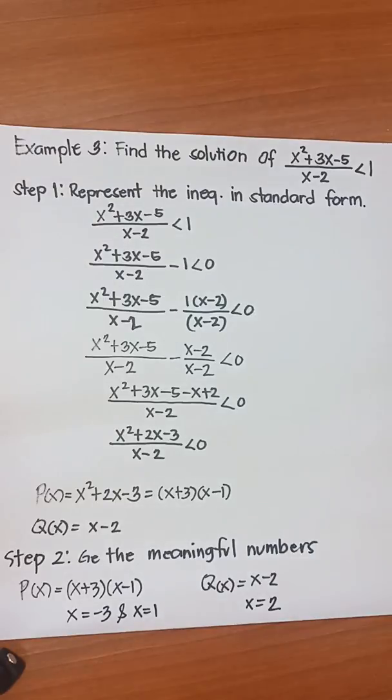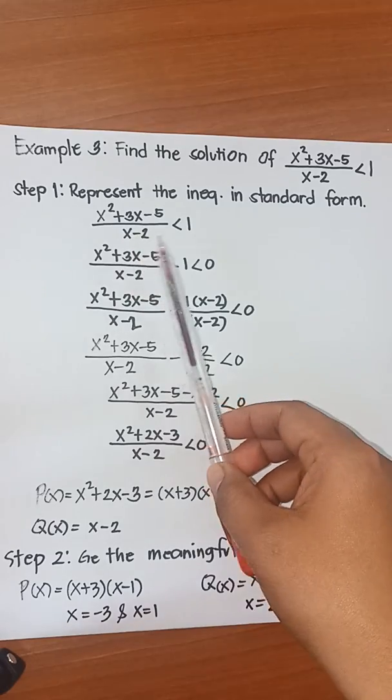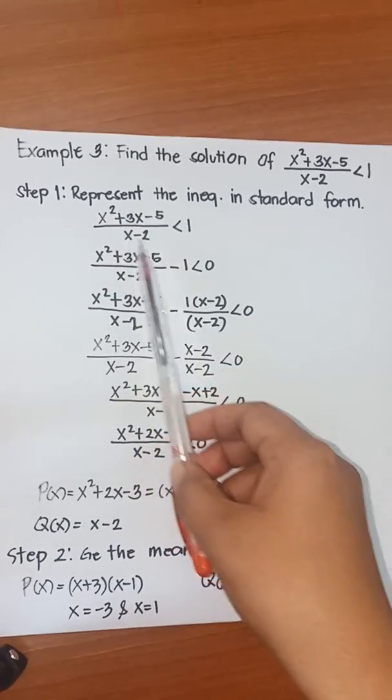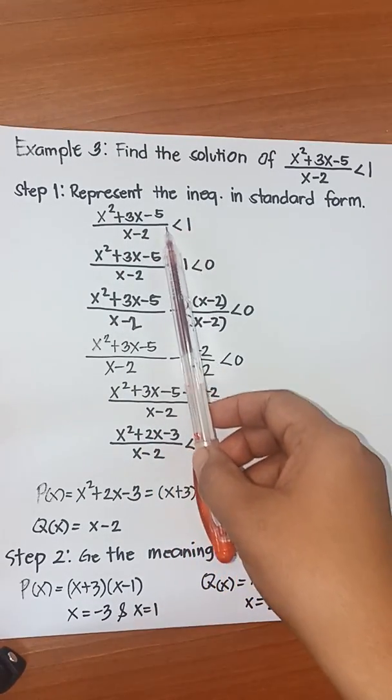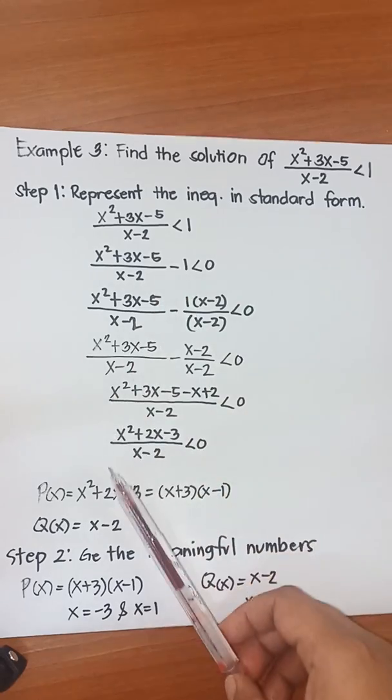Example number 3. Find the solution of (x squared plus 3x minus 5) over (x minus 2) less than 1. Step 1. Represent the inequality in standard form. So, our original inequality is this. We need to transpose 1 to the other side. That will be minus 1.